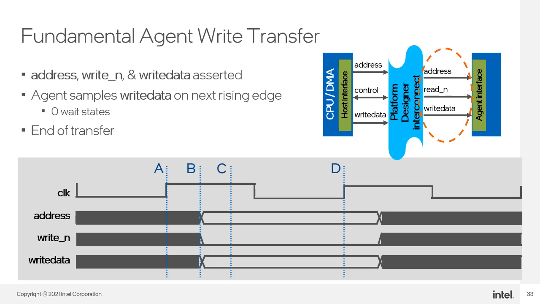A fundamental write transfer from the agent's point of view operates in a similar manner. After a rising clock edge, the interconnect asserts write enable, the address to write to, and the data to write. By clock edge D, the agent must accept the data, ending the transfer. In this case, the transfer again occurs in a single cycle.